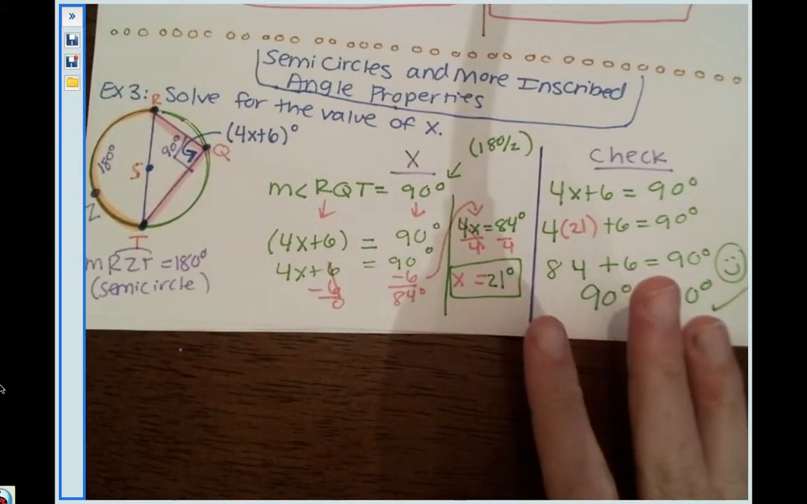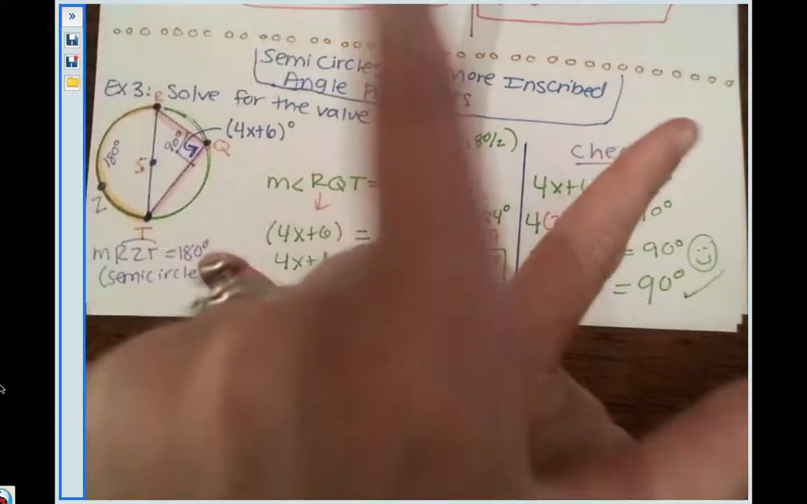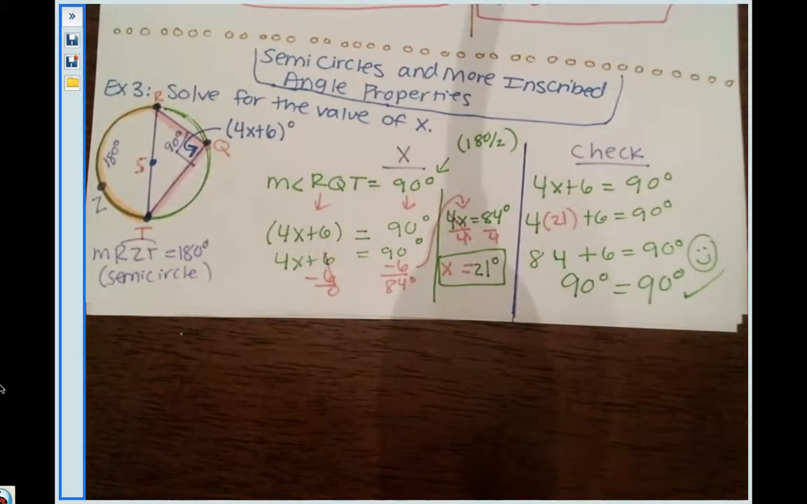Wow. Guys, on the next problem, we're going to be incorporating the other property of inscribed angles that we talked about, where more than one inscribed angle intercepts the same arc. It's going to be nifty.